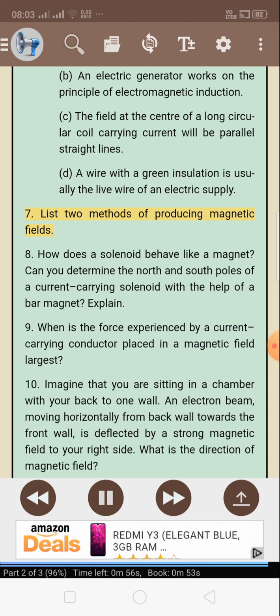7. List two methods of producing magnetic fields. 8. How does a solenoid behave like a magnet? Can you determine the north and south poles of a current-carrying solenoid with the help of a bar magnet? Explain. 9. When is the force experienced by a current-carrying conductor placed in a magnetic field largest?